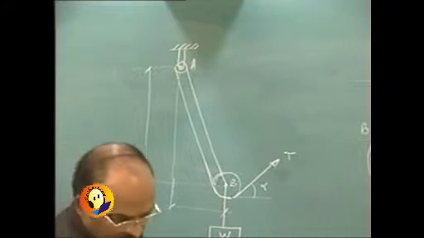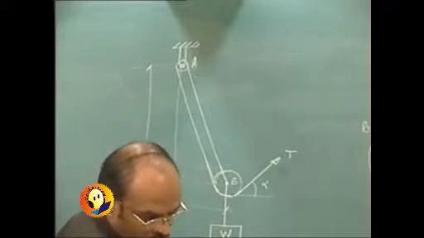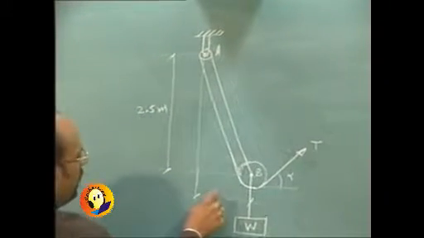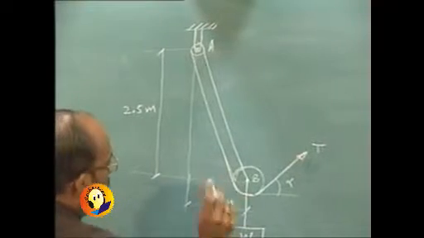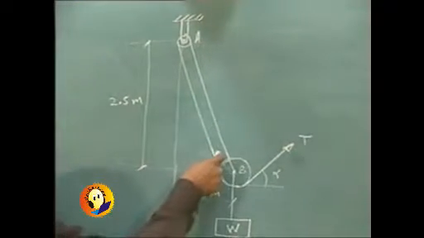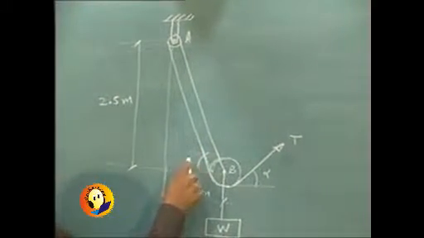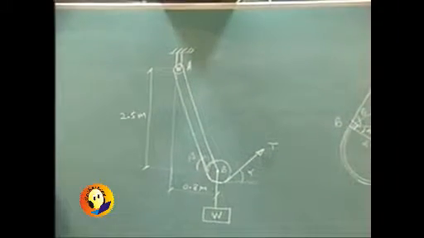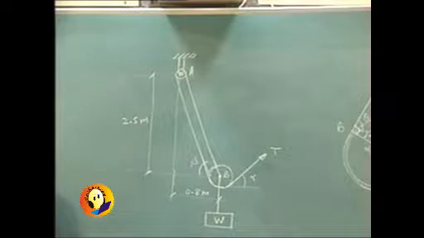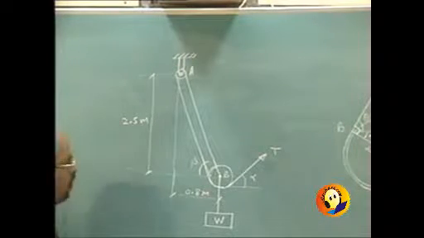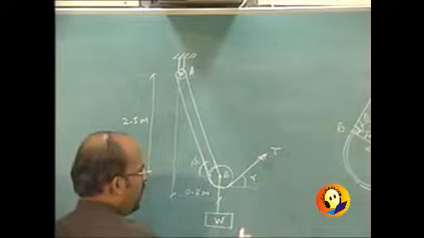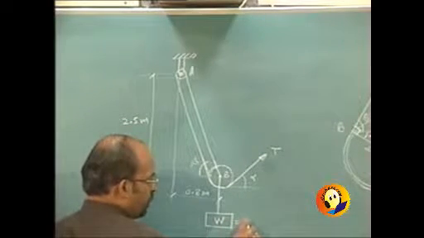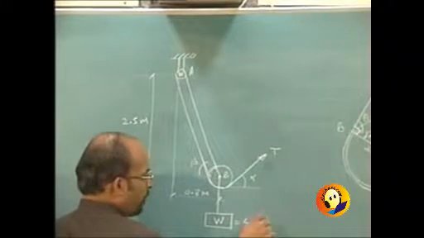And those distances are given to us as 2.5 meters and 0.8 meters. Of course, these distances are given to us so that we can find out this angle, say beta. We are required to find T and alpha. W is given to us as, say, 400 newtons.